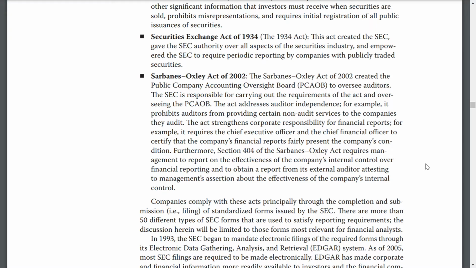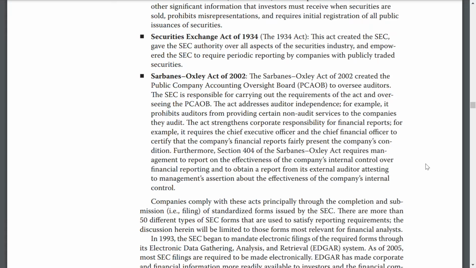Furthermore, Section 404 of the Sarbanes-Oxley Act requires management to report on the effectiveness of the company's internal control over financial reporting, and to obtain a report from its external auditors attesting to management's assertion about the effectiveness of the company's internal control.